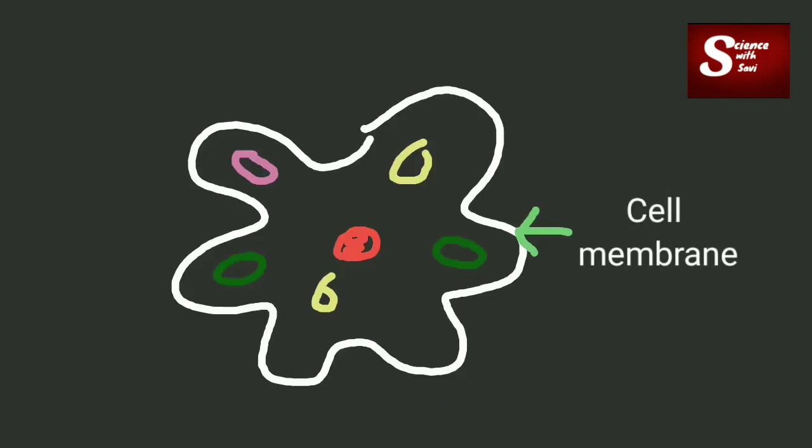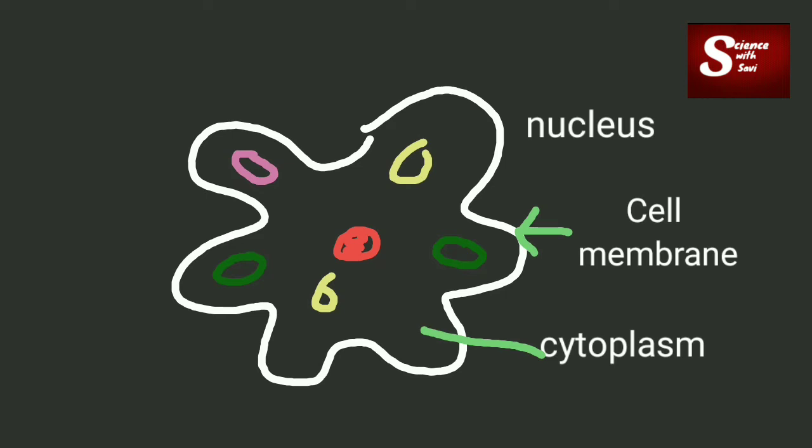What are the parts inside the cell of the amoeba? So if we see the cell of the amoeba, as you see in the picture also, you will find that it has a cell membrane, it is surrounded by a cell membrane, it has a cytoplasm, and it has a centrally placed nucleus.